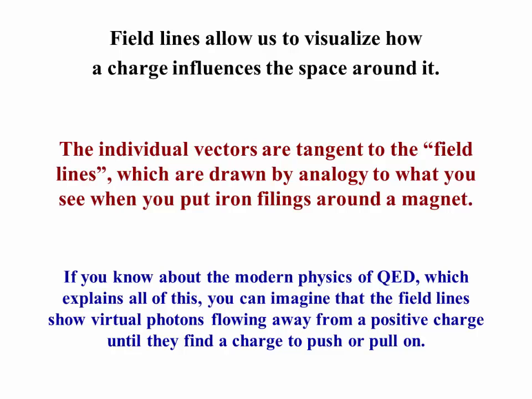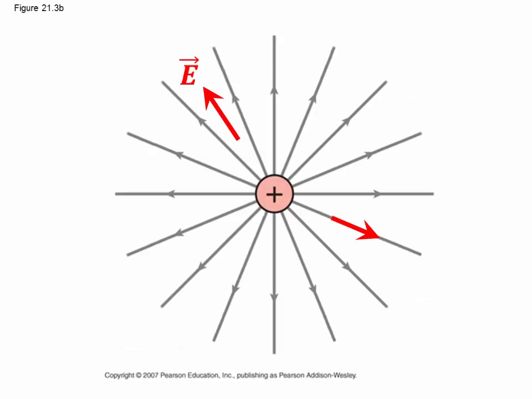If you know about the modern physics of QED, which explains how photons produce forces, both electric and magnetic, you can sort of imagine that the field lines are something about the way that the virtual photons flow away from a positive charge until they find another charge to push or pull on. The field lines are these solid lines that have arrows showing their sense of direction. They flow away from positive charges, indicating that the electric field points away from a positive charge.